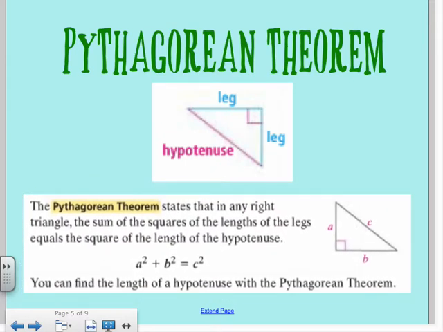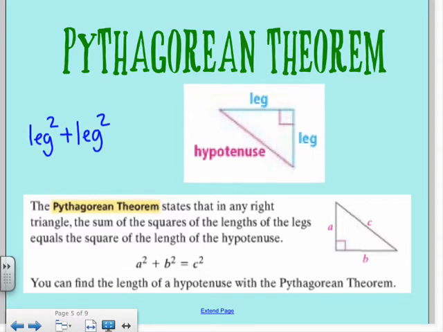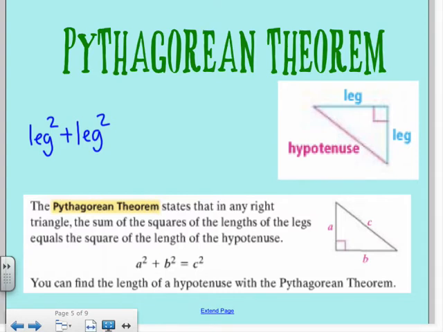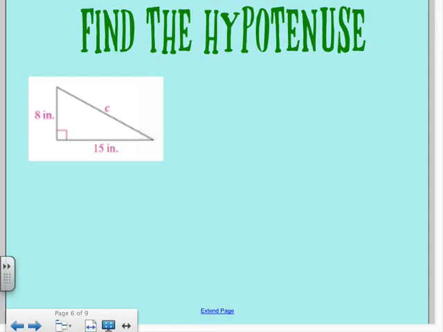So we can write it out this way. Leg squared plus leg squared equals hypotenuse squared. So that's our formula. Leg squared plus leg squared equals hypotenuse squared. Let's look at some examples so you can actually see that this is true, but this is our formula we're going to use. Leg squared plus leg squared equals hypotenuse squared.